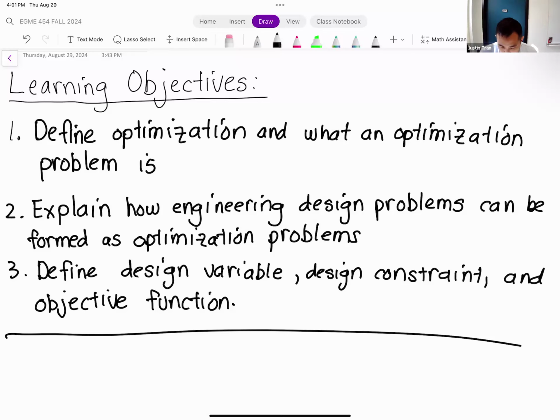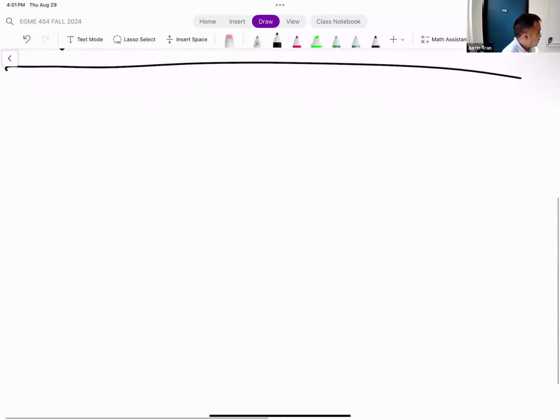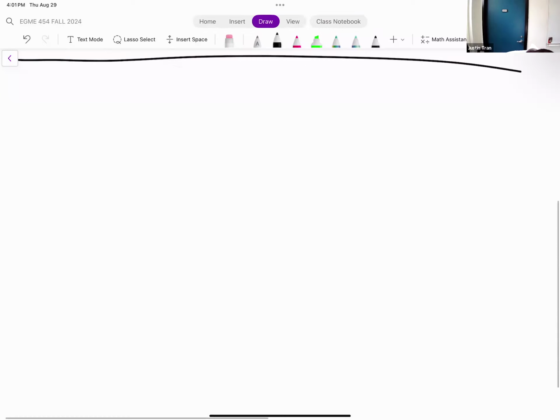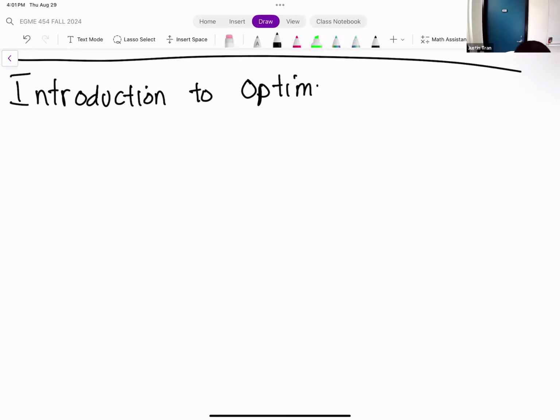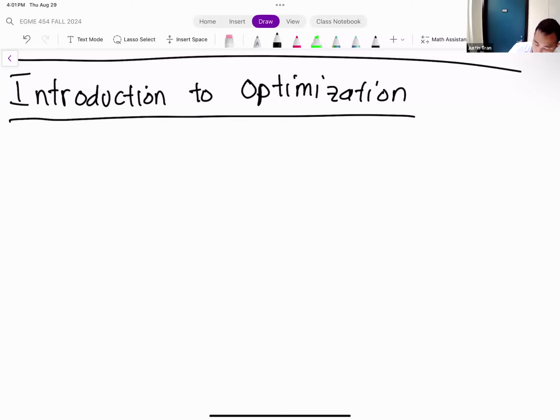Okay. All right, so today's going to be just another kind of introduction. So this is introduction to optimization. Okay. So on Tuesday, we introduced this idea of optimization, that optimization, at the end of the day, is aiming to get the best result possible given a certain system with certain parameters. Okay?